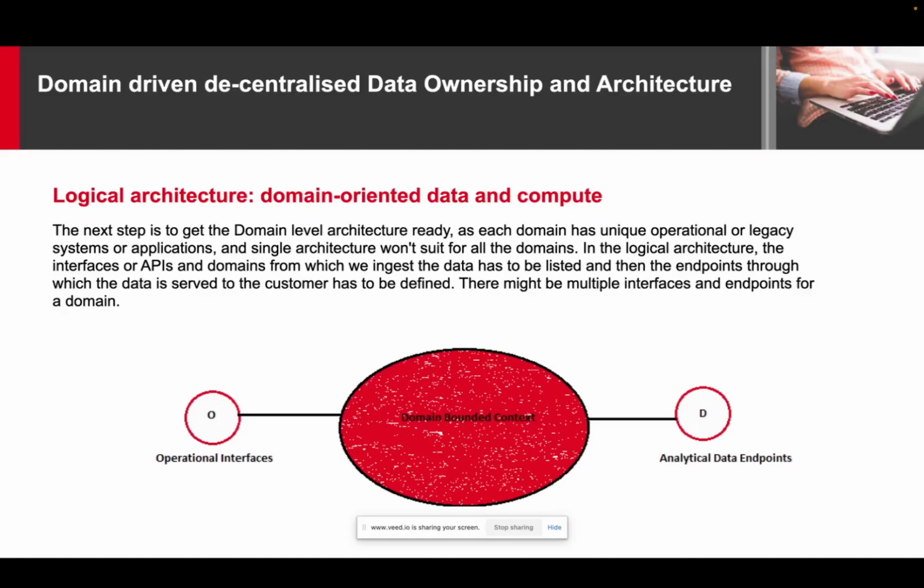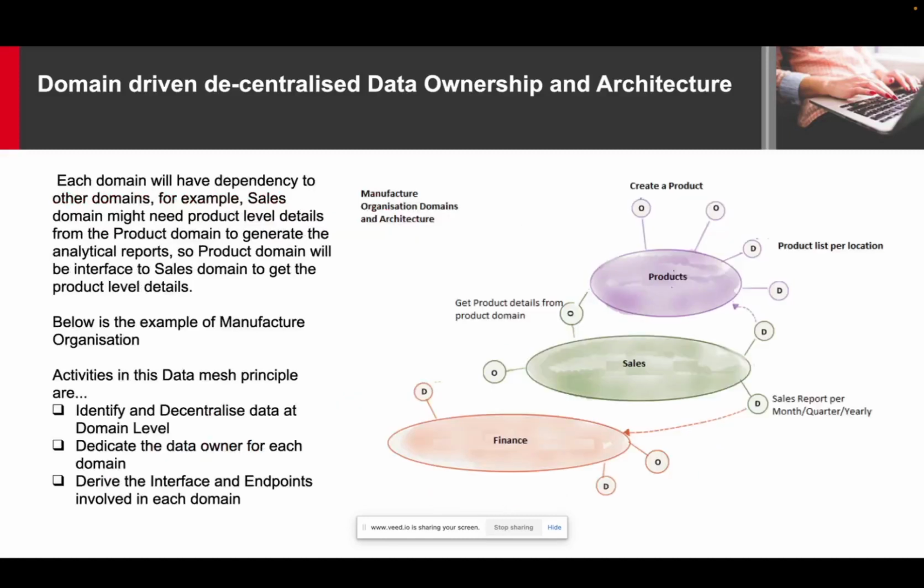Now we are going to take a particular organization, say a manufacturer organization, and for that organization we are going to find the domains and what the interfaces and endpoints are. So this is the sample diagram that I have created. Here, the first purple color is a domain called product, the green color is the sales domain, and the third one, orange color, is the finance domain.